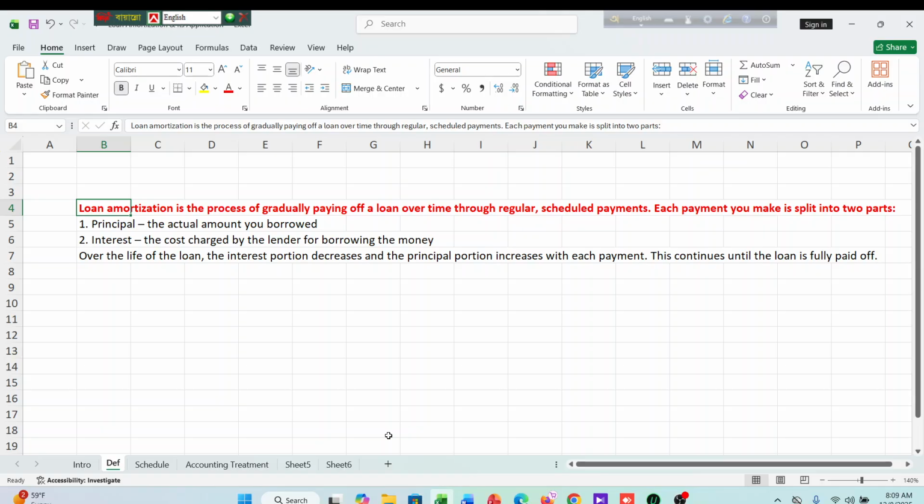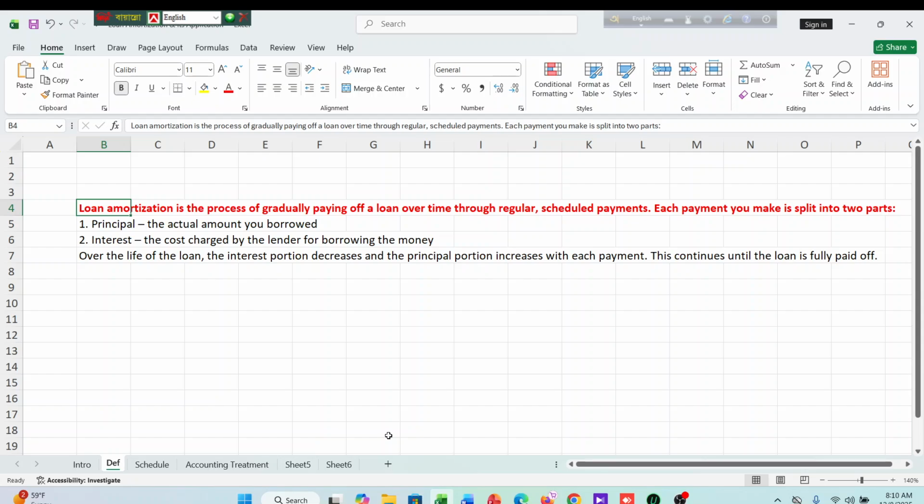We know loan amortization is the process of gradually paying off a loan over time through regular scheduled payments. Each payment you make is split into two parts: principal amount as well as interest amount. We don't bother about the principal amount because we know we took a loan and we have to pay it off. But we bother about interest, because of how much interest the bank charges to use this loan. Sometimes it's a headache, so we have to be very careful. If you don't know how to calculate it properly, it's a big problem for all of us.